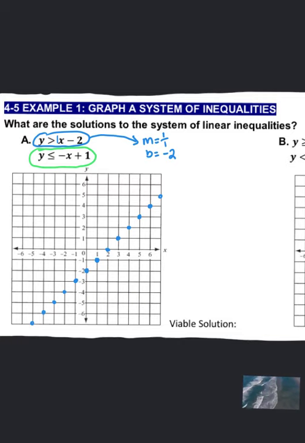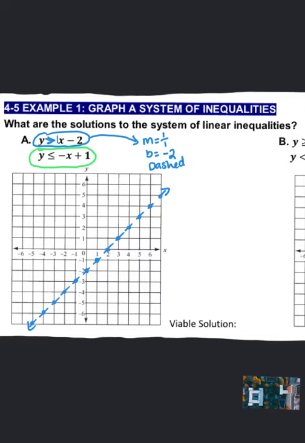Okay, I also know that since this says greater than, and it doesn't say greater than or equal to, that it's going to be a dashed line. So we're going to go ahead and put dashes through all of our dots here and put an arrow on either end.